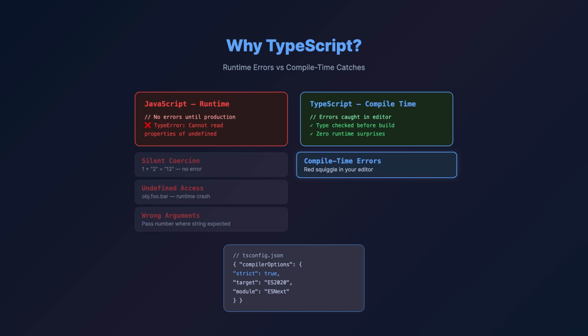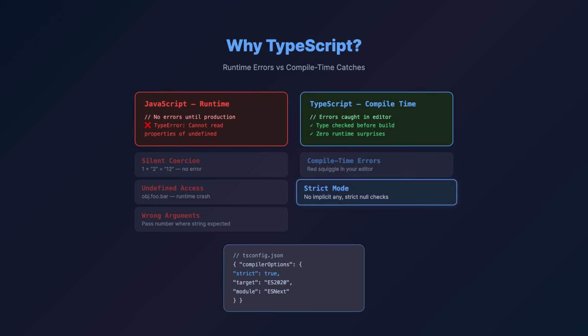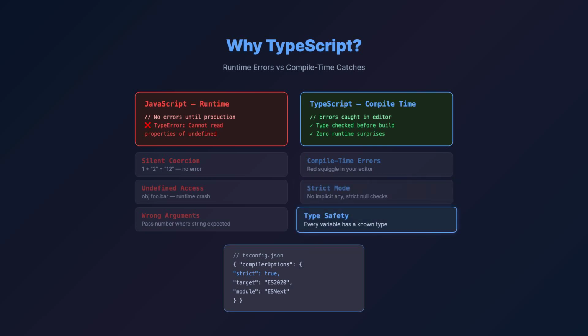Setup is simple. Install TypeScript, create a tsconfig.json file, enable strict mode. Strict mode turns on all the safety checks. No implicit any, strict null checks, strict function types. Every serious TypeScript project uses strict mode. Without it, you're only getting half the benefit.